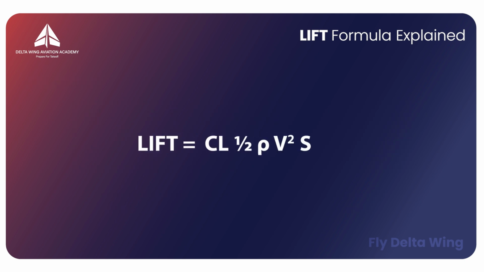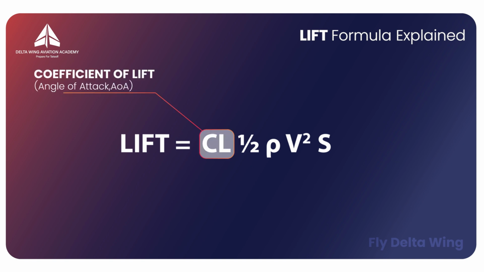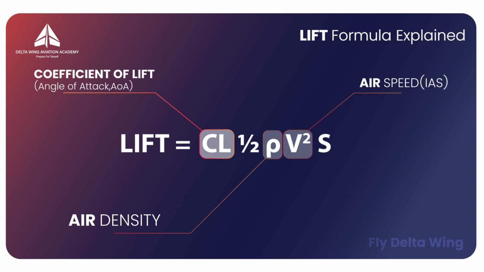So let's have a look at the lift formula and its elements. Lift is a force. CL stands for the coefficient of lift. This value is determined by engineers as part of the wing design process. It lets us know how much lift the wing can produce at any given angle of attack. Thus, the angle of attack is the key component of the coefficient of lift. Rho is the air density, V is the airspeed, S is the wing surface area.